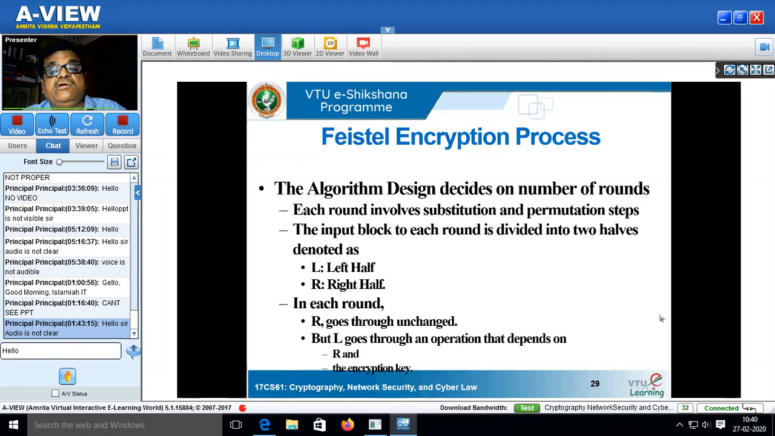So the algorithm design decides the number of rounds. Each round involves substitution and permutation steps. The input block to each round is divided into two halves denoted as left half L and right half R. In each round, R goes through unchanged, but L goes through an operation that depends on R and the encryption key.